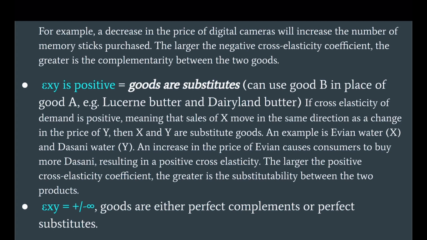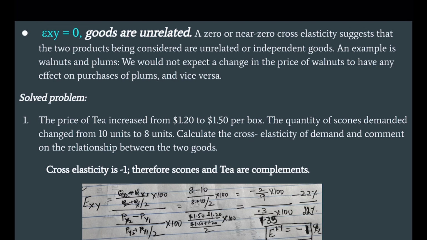An example is Evian water X and Dasani water Y. An increase in the price of Evian causes consumers to buy more Dasani, resulting in the positive cross elasticity. The larger the positive cross elasticity coefficient, the greater is the substitutability between the two products. If the cross elasticity is equal to positive or negative infinity, then goods are either perfect complements or perfect substitutes.